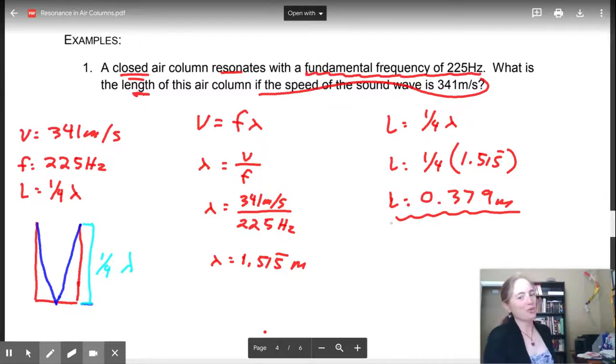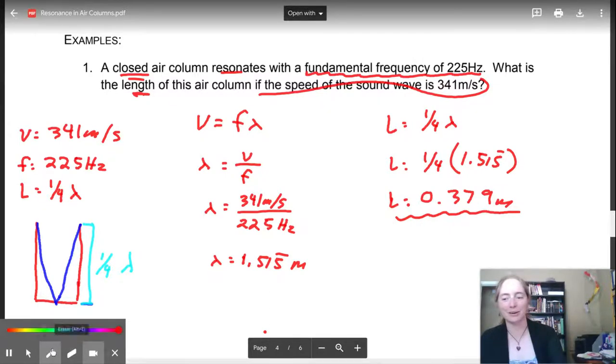As always, the math itself isn't super tricky. It's the theory that's getting you there. So recognizing the significance of what the term fundamental frequency means in relation to the length of your tube, and the amount of a wavelength that is between your nodes and antinodes. All right, so those are the key pieces for this question.